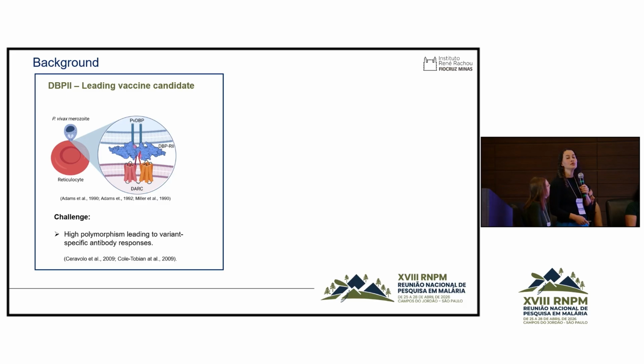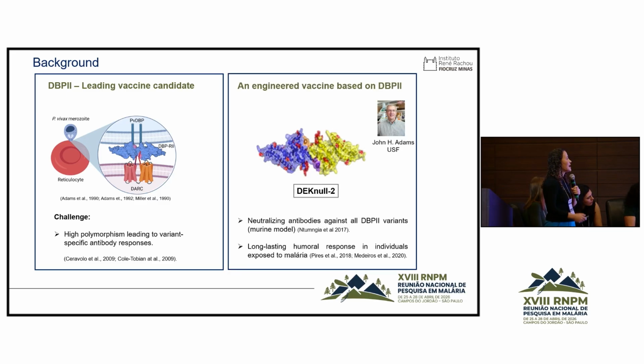Trying to improve DBP as a vaccine target, John Adams from the University of South Florida has developed this vaccine prototype, a synthetic antigen based on DBP that is directing the immune response to conserved elements called DEKnull2, inducing neutralizing antibodies against all DBP2 variants. A murine model has shown a long-lasting humoral response in individuals exposed to malaria.